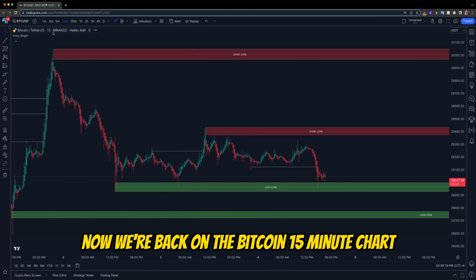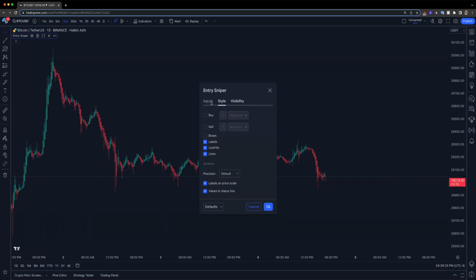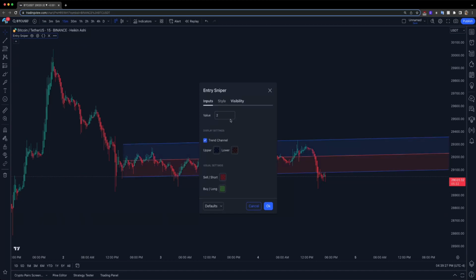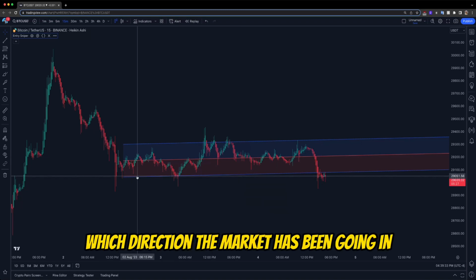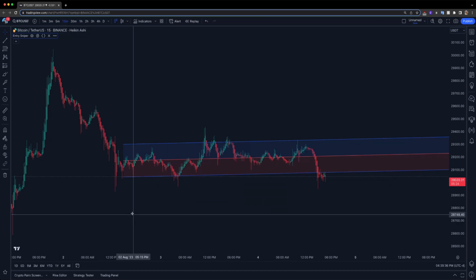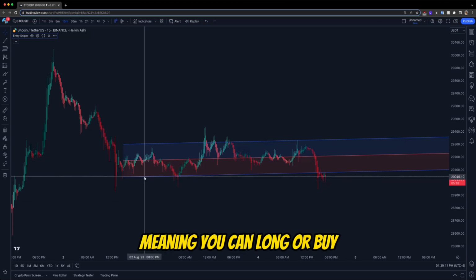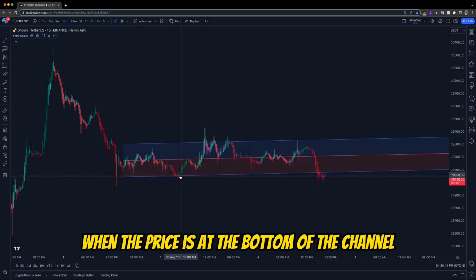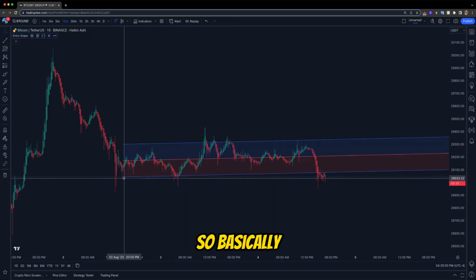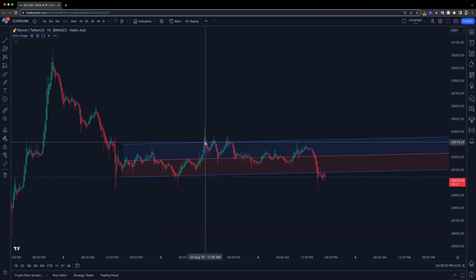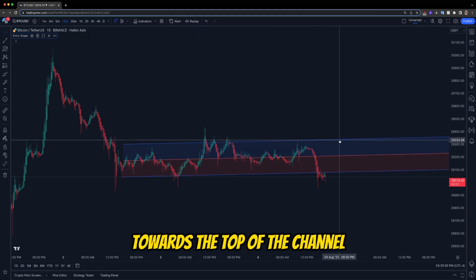Now we're back on the Bitcoin 15-minute chart, and I'm going to turn off the long and the short zones, and turn on the trend channel. The trend channel basically shows you which direction the market has been going in on the currently selected time frame. What a lot of traders like to do is trade this range, meaning you can long or buy when the price is at the bottom of the channel, or short or sell when the price is at the top of the channel. So you would be buying here, selling here, buying here, and then waiting for the price to rebound towards the top of the channel.